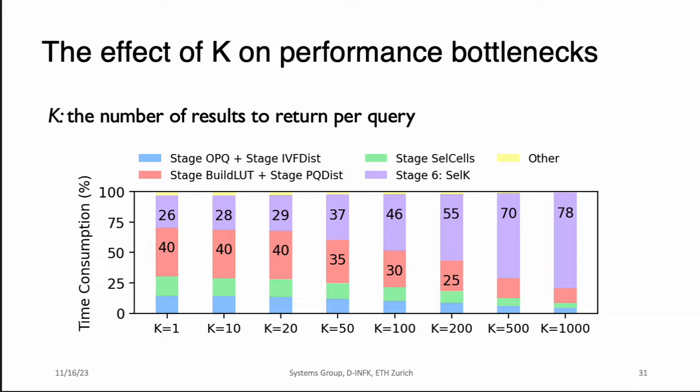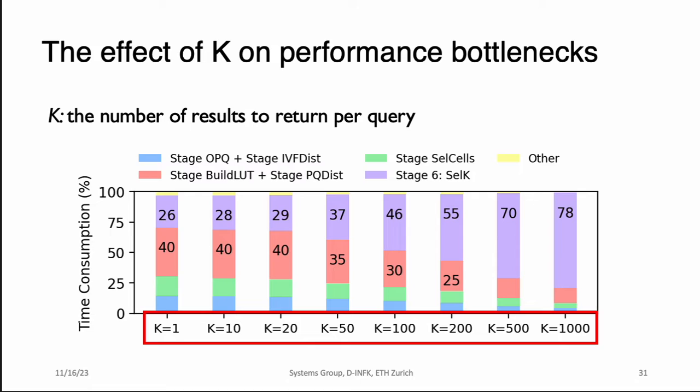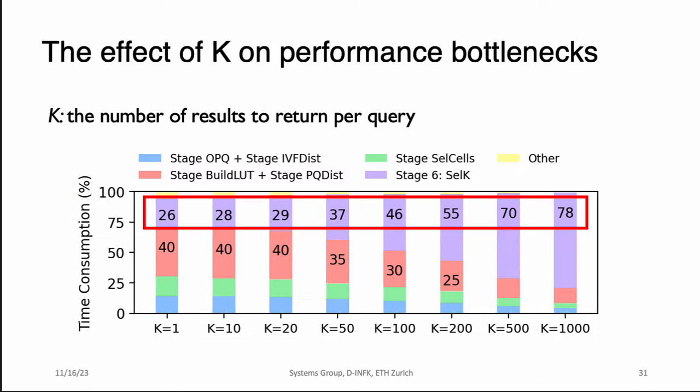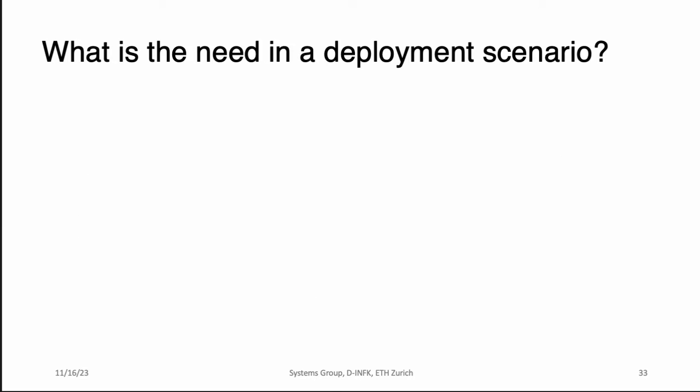For example, here we show you the profiling information on GPU where we tune k, which is the number of results to return per query. We evaluate k from 1 to 1000 and break down the time consumption per stage. As you can see here, the time consumption of the k selection stage increases from 26% all the way to 78%. So there is a drastically different performance bottleneck when we are just tuning k. And similarly, if we tune other parameters, the bottleneck is also going to shift accordingly.